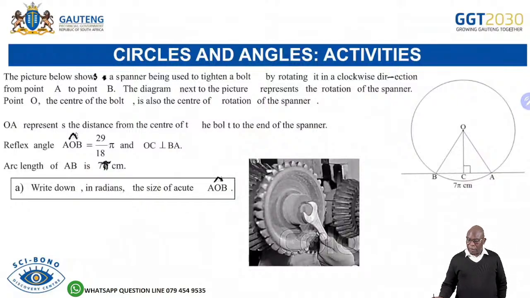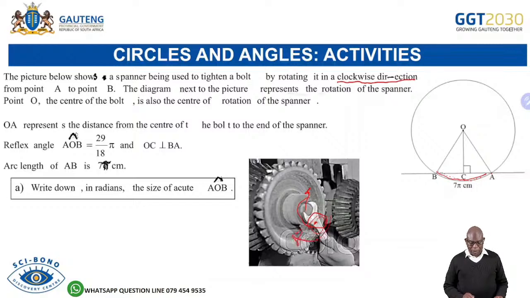Now here is also a very nice question. The picture shows a spanner being used to tighten the bolt. Here's a spanner, there's the bolt there. So tighten the bolt by rotating it in the clockwise direction from point A to point B. So this guy is tightening this from point A to point B in clockwise direction. Clockwise meaning he's going that direction.